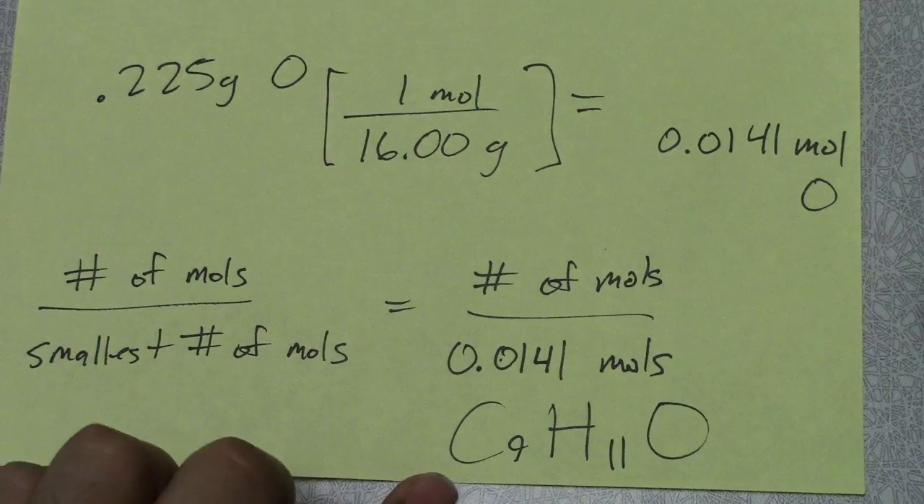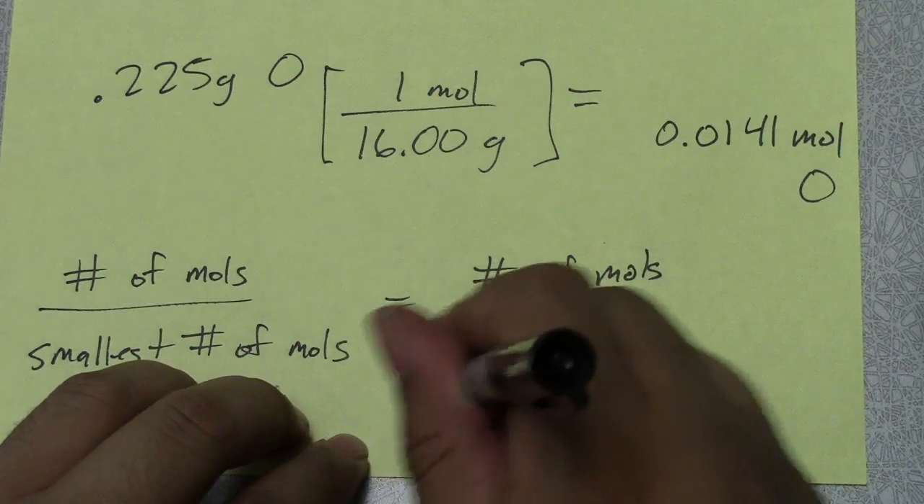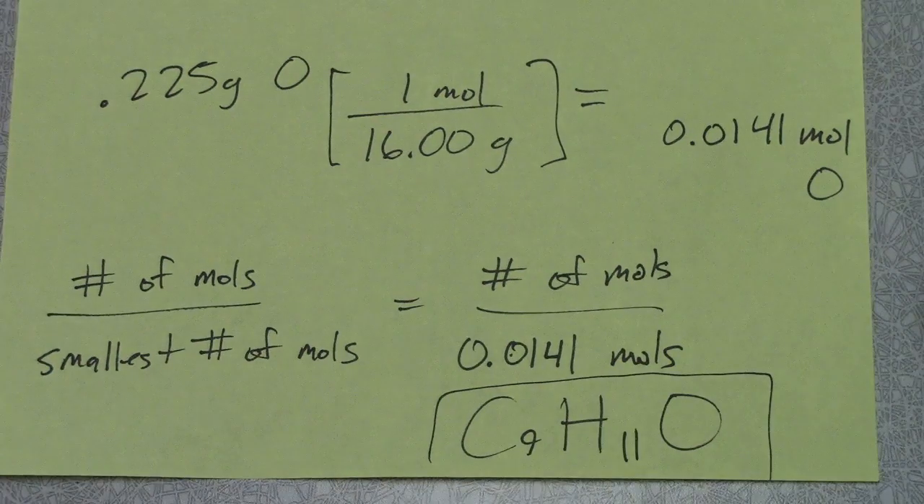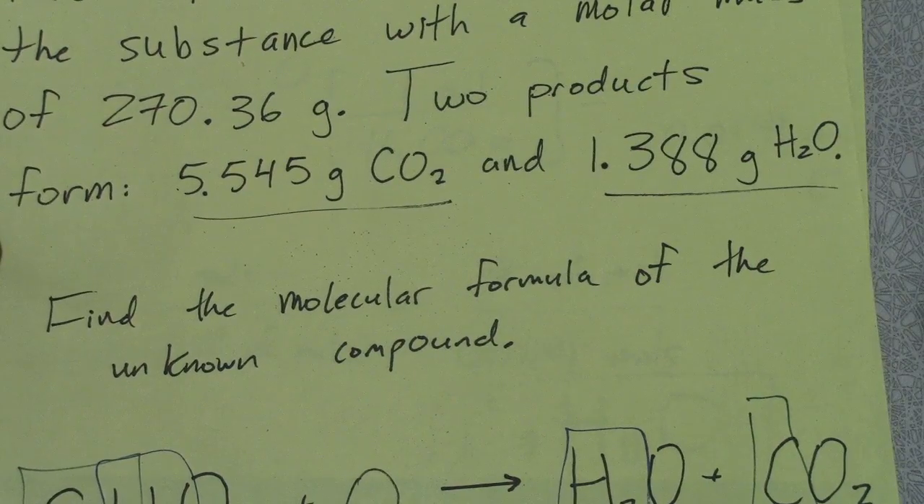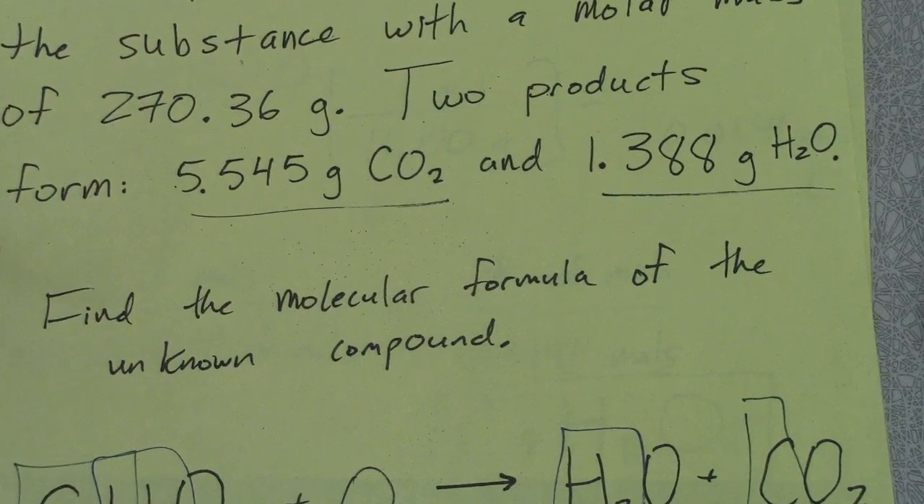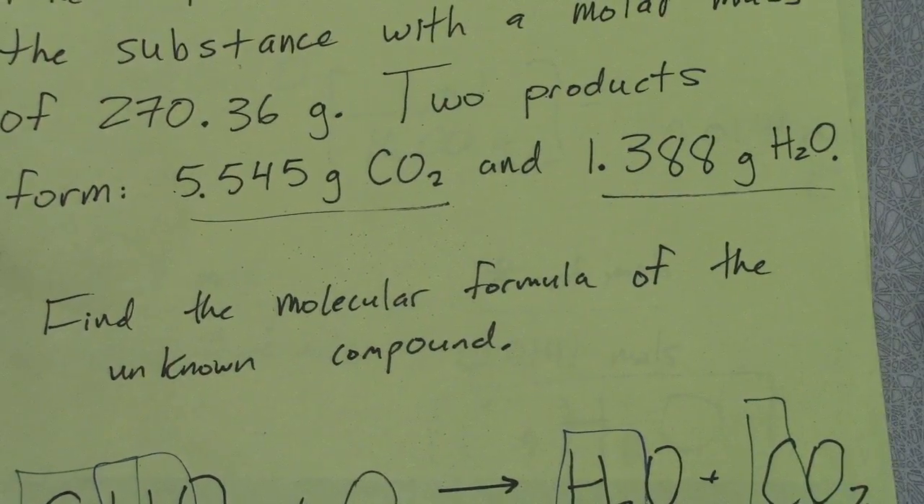C9H11O. This is my empirical formula. So what is an empirical formula? Are we done? Let's go back to the problem. And, oh, molecular formula. Well, that sounds pretty close to the same thing, right? Yeah, right, it's pretty close, but not close enough.